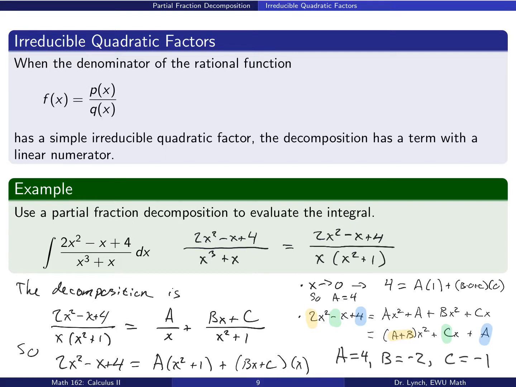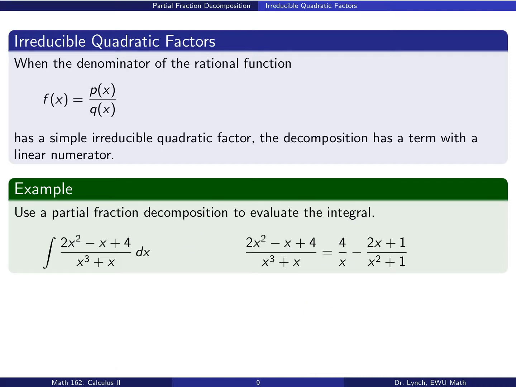We can go ahead and write out the partial fraction decomposition now in all of its glory here. We see that a is equal to 4, and I factored out a minus sign from both of these terms so that we have b equal to -2 and c equal to 1.